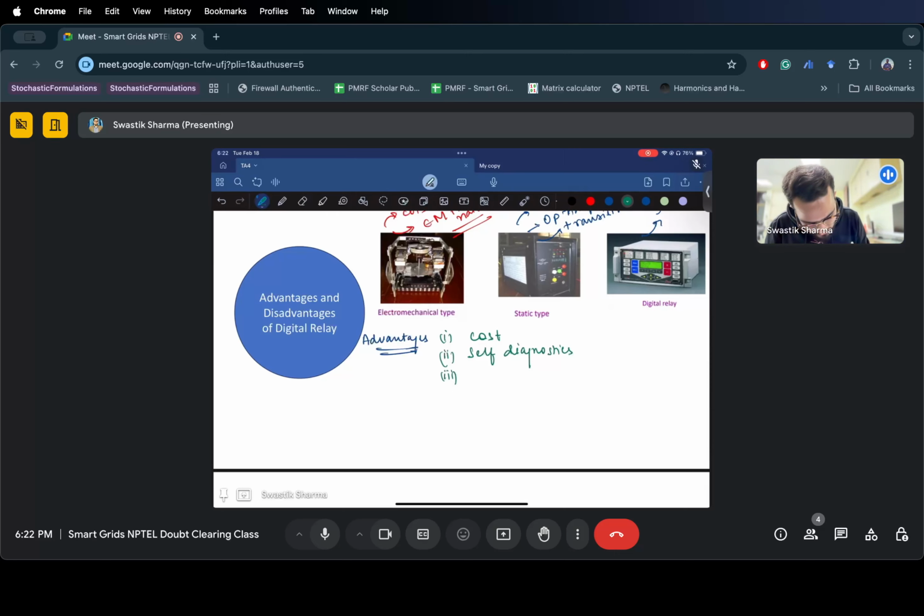They have an auto reclosing function. So let's say the relay issued a trip command, and some sectionalizers opened, and they sectionalized the fault. Now if the fault has been removed, they can also have the auto reclosing function where they can reclose that section again by initiating a response to that. So, auto reclosing, self diagnostics, and cost.